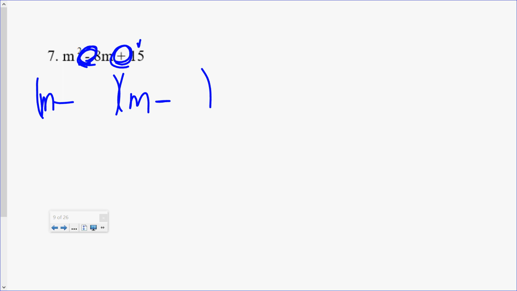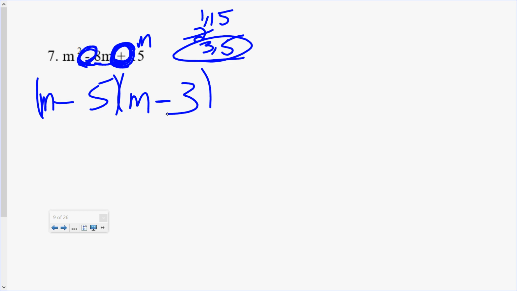We're looking for two numbers that multiply to the last number. And then whatever this sign is, either add or subtract to the middle number. So what multiplies to 15? 1 and 15. 2 doesn't go in. 3 and 5. Which of those pairs adds to 8? 3 and 5. Bigger number goes first.